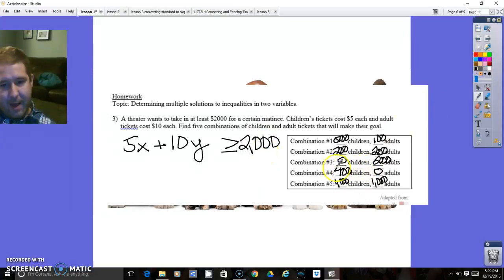Okay, but I have the X and the Y intercepts, which is what we're going to use later on. And I did that for a reason.